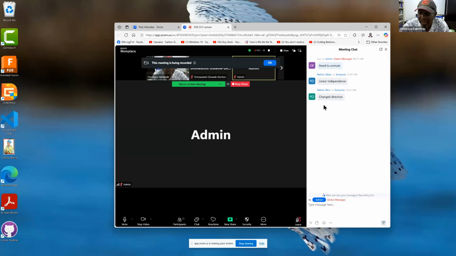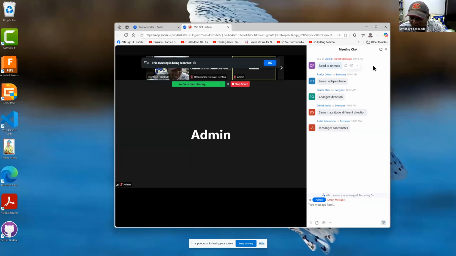Okay. Patrick said change direction. Okay, same magnitude, different direction. It changes coordinates. Well, what if there are no coordinates? It's just a picture. If I just showed you a picture, I didn't discuss anything about coordinates, how would you know whether what I showed you later is the same as what you saw earlier, but it's just simply a rotation?